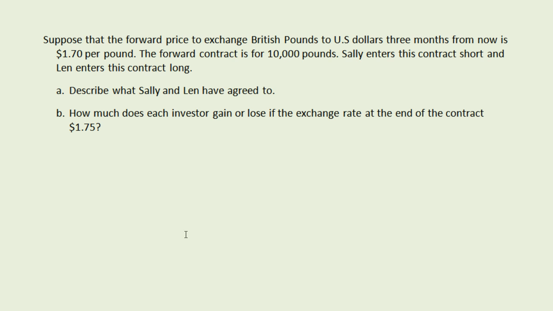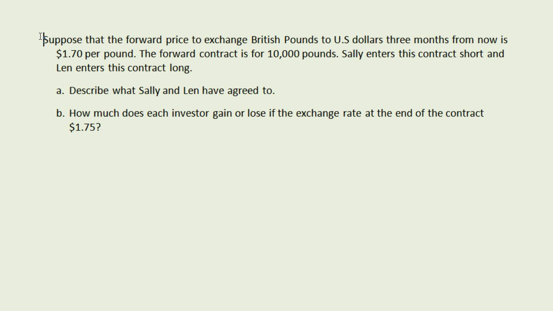In this example we are going to suppose that the forward price to exchange British pounds to US dollars 3 months from now is $1.70 per British pound. The forward contract is going to be for 10,000 pounds, and we have someone, Sally, entering this contract short and Len entering the contract long. And the first thing we want to be able to do is interpret what all of that means.